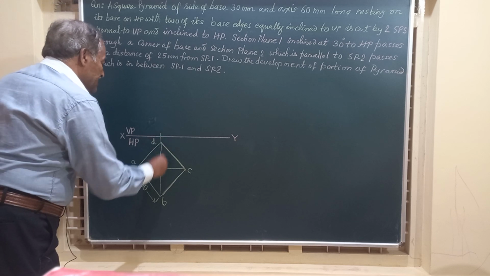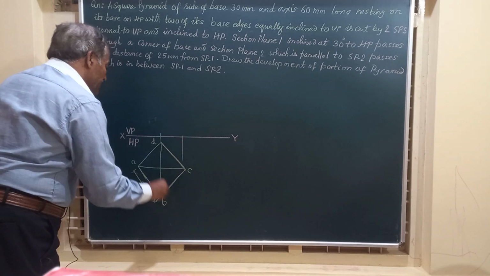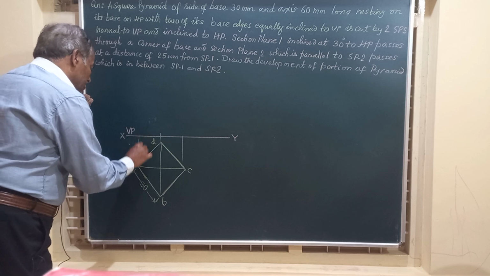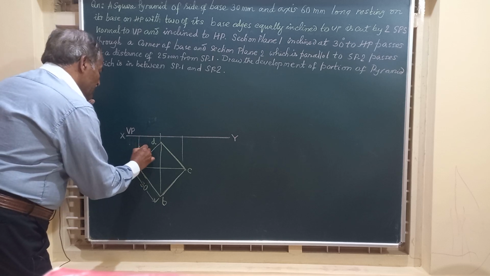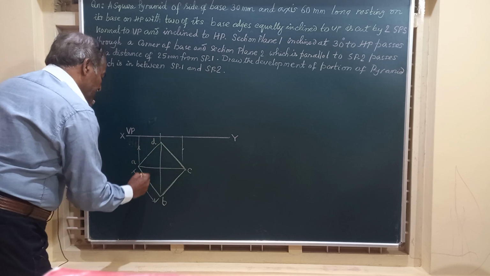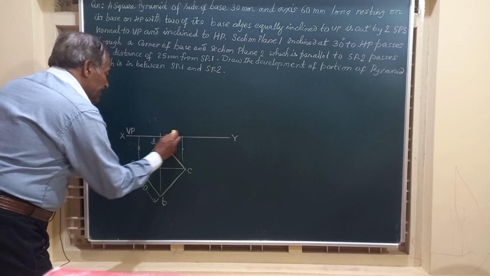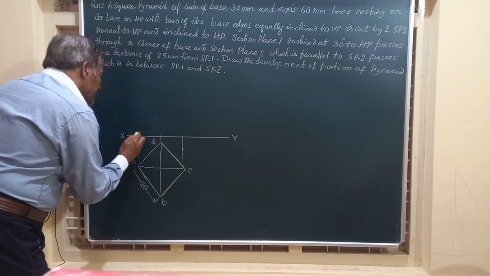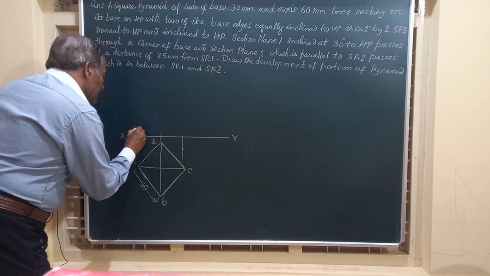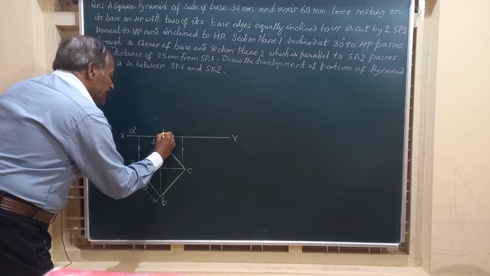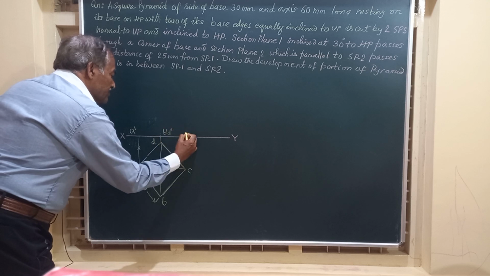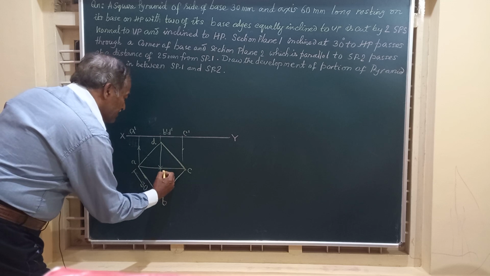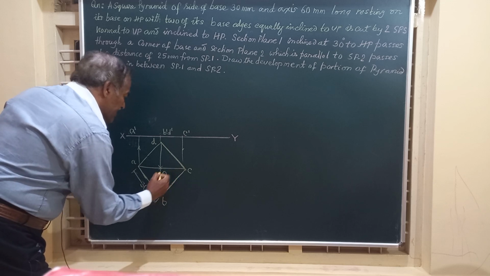Let us obtain the base in the front view by drawing the projectors through all these points. So this is how we obtain A dash, B dash, D dash, and C dash here. The last point is C dash. The midpoint where these two diagonals meet is O, the vertex.